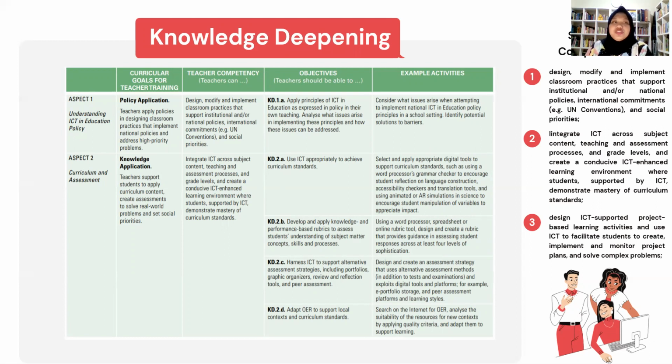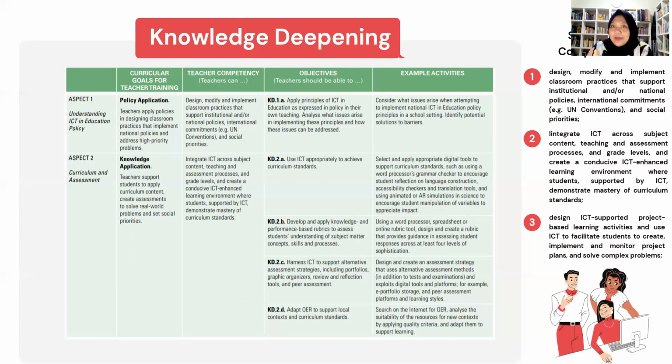Now we move on to the next aspect, which is curriculum and assessment. The objective of this aspect is that the teacher should be able to use ICT appropriately to achieve curriculum standards by selecting and applying appropriate digital tools to support curriculum standards, such as using a word processor's grammar checker to encourage student reflection on language construction, accessibility checkers and translation tools, and using animated or AR simulations in science to encourage student manipulation of variables to appreciate impact.